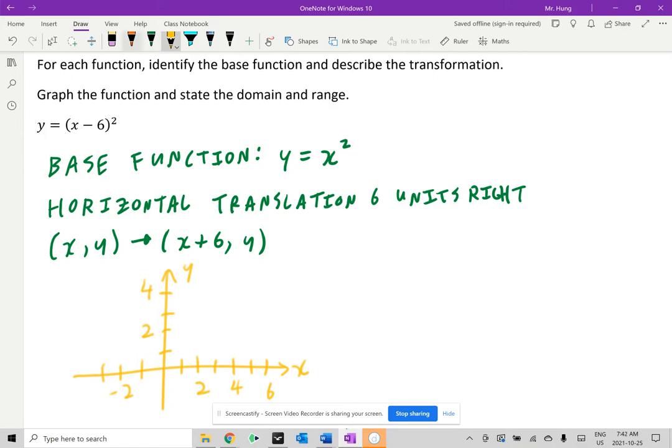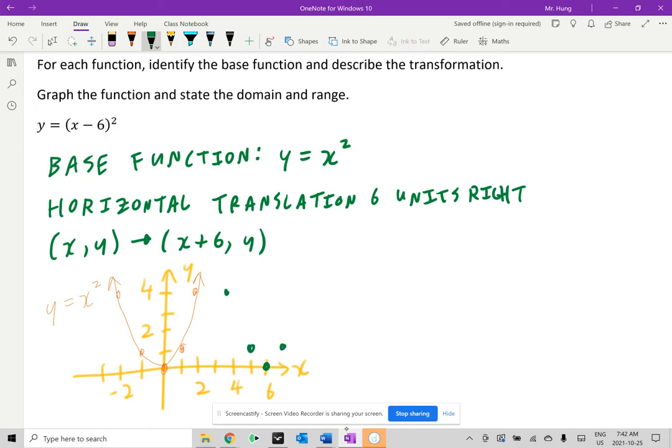Now, in one color, I'm going to state y equal to x squared. So the base function is going to be (0, 0), (1, 1), (2, 4). And likewise, on the other side, you have (negative 1, 1) and (negative 2, 4). So this is why I call the base function y equal to x squared. Now, if I go back to the same color, (x minus 6) squared means you're moving it to the right by 6. So I'm taking those 5 points and I move it to the right by 6 units.